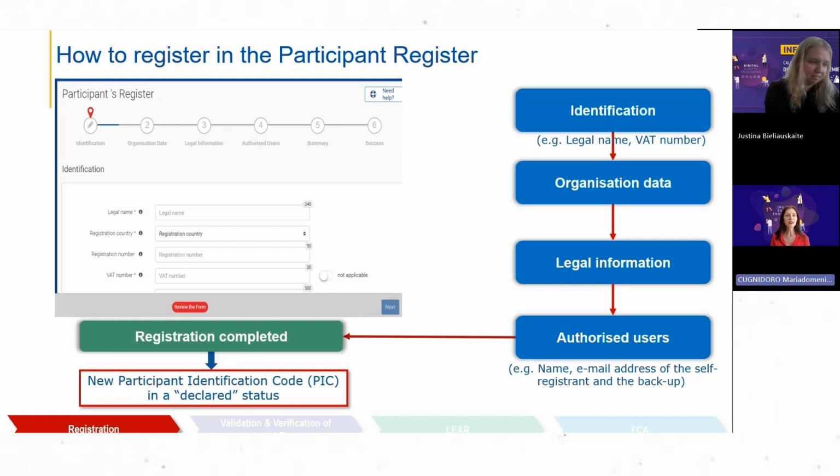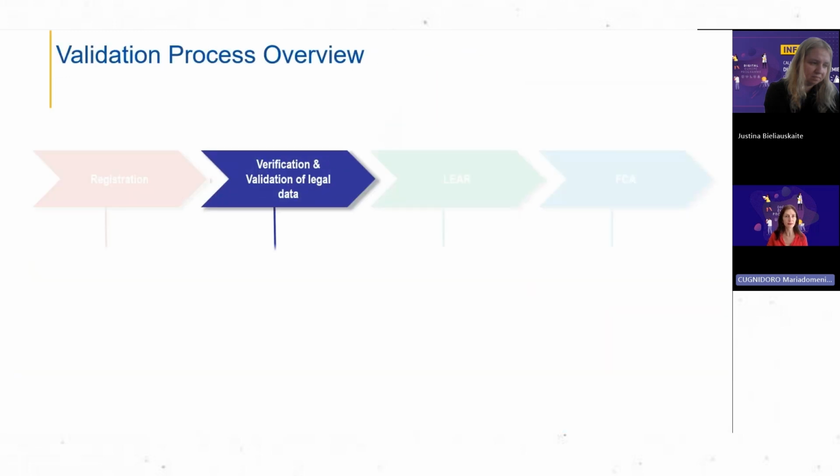nominate other people that can access the PIC. I am the self-registrant, as I want to register my organization, and I can nominate other people to be my backup in case I am absent. Then the registration is completed and I will get my participant identification code, the PIC number, in a declared status.